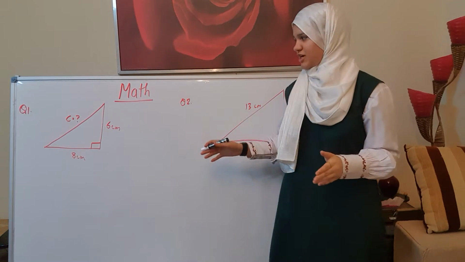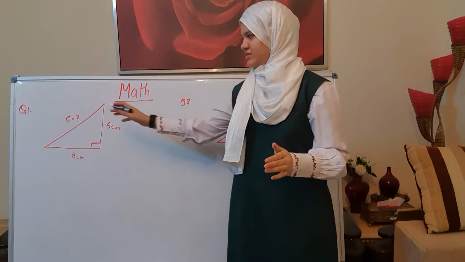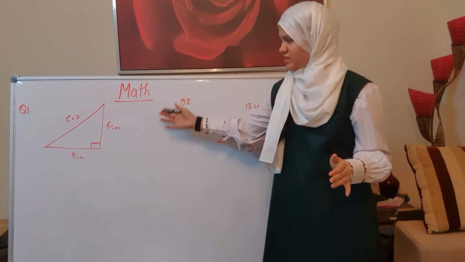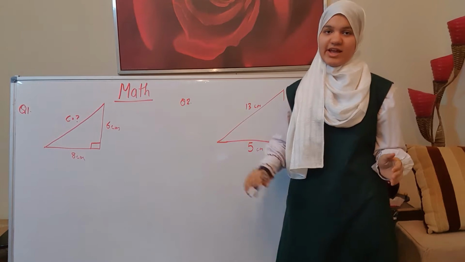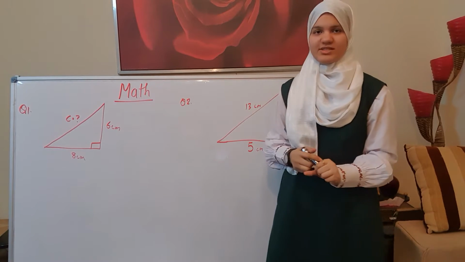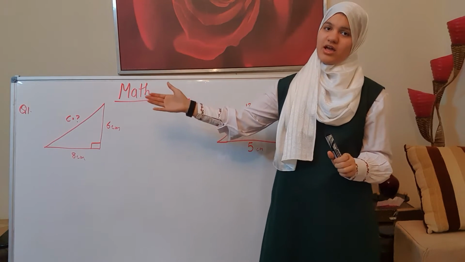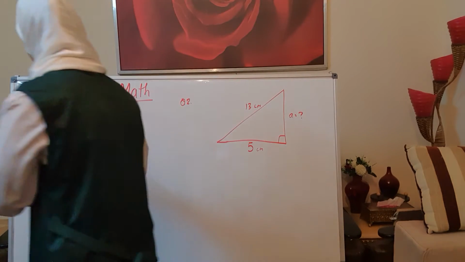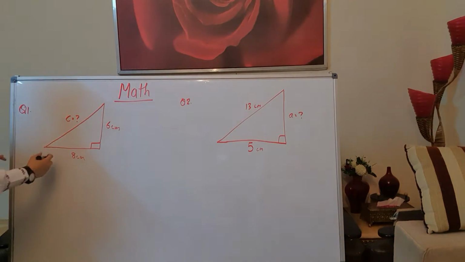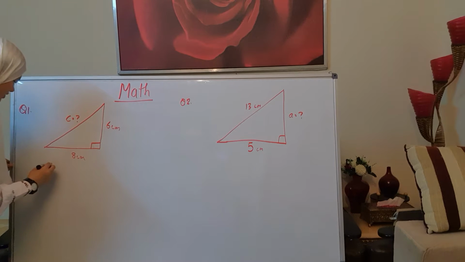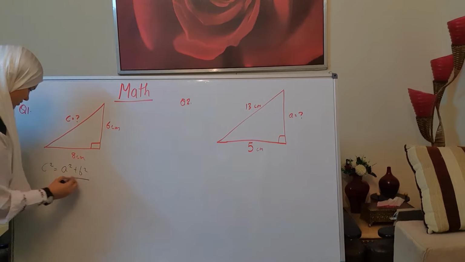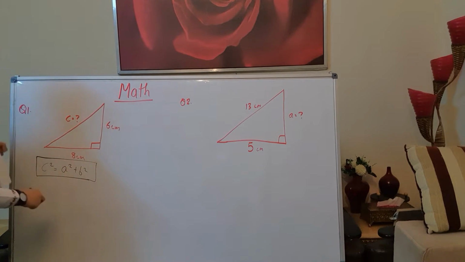Now the first question is to find C. We have A and we have B, and this is a right angle triangle. If you can see that we want to find C, we will use the Pythagoras theorem. We know that the Pythagoras theorem is c squared is equal to a squared plus b squared. So this is the Pythagoras theorem.